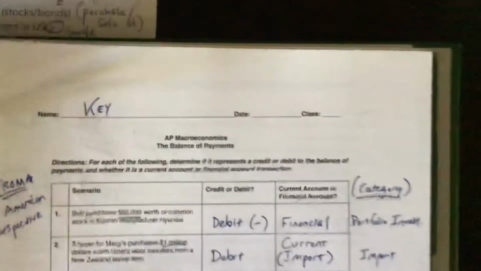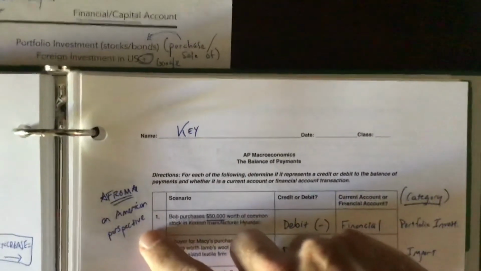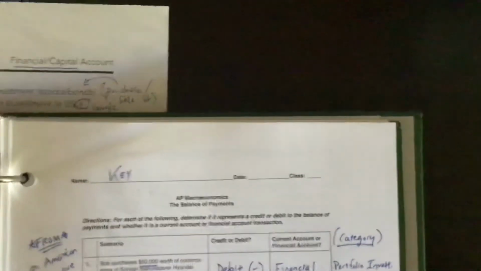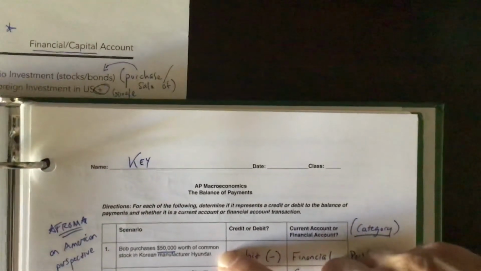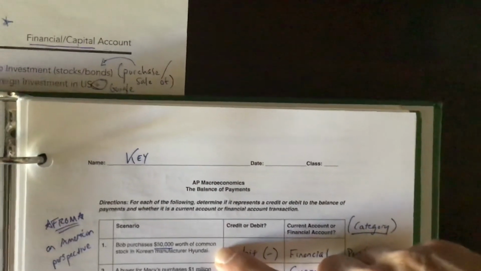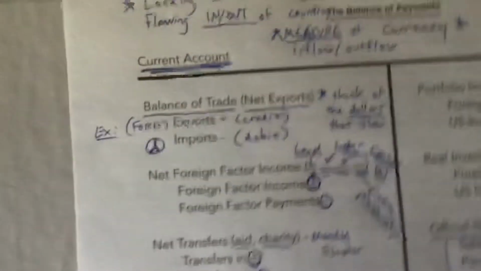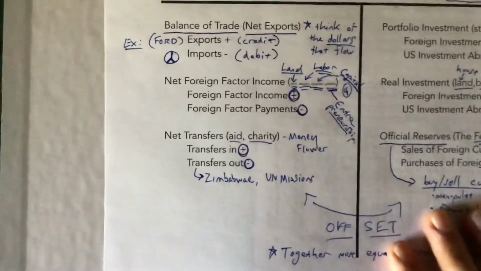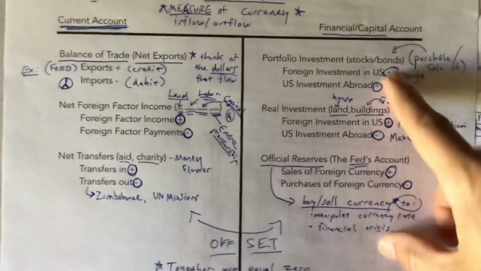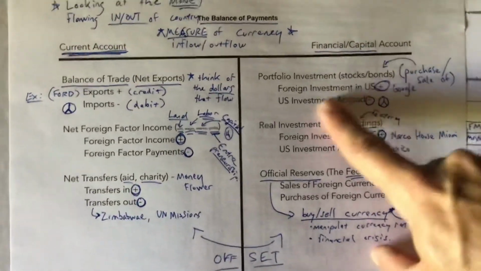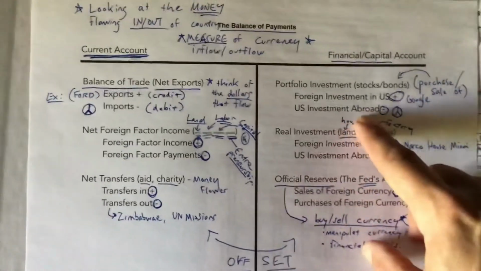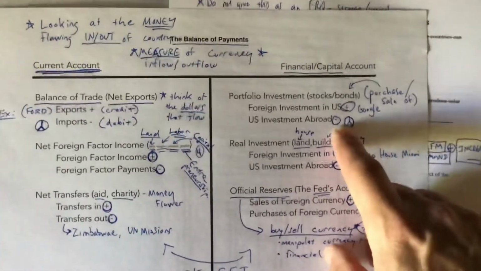All right, we're always going to note that it's from an American perspective, and I'm going to try to only show you the answer to number one so you can actually work, okay? Scenario, Bob purchased $50,000 worth of common stock in the Korean manufacturer Hyundai. Okay, so that's a debit or a credit? Let's see, Bob is buying stock in Hyundai. Well, we got foreign stock. No, he's investing abroad. He's buying Hyundai stock. So it's a minus.